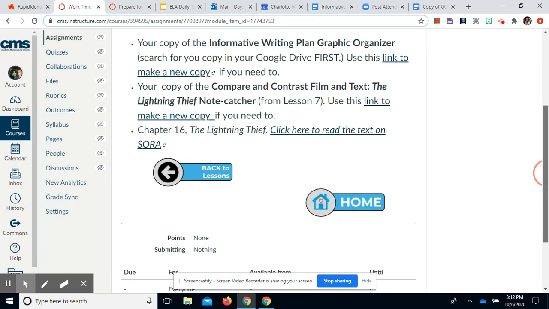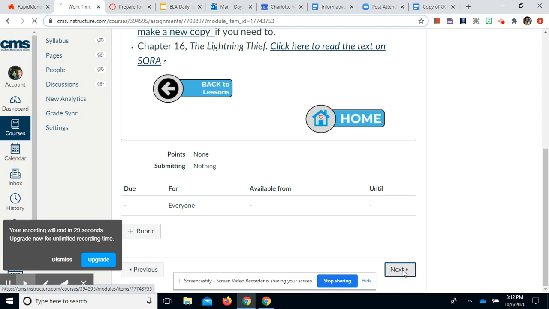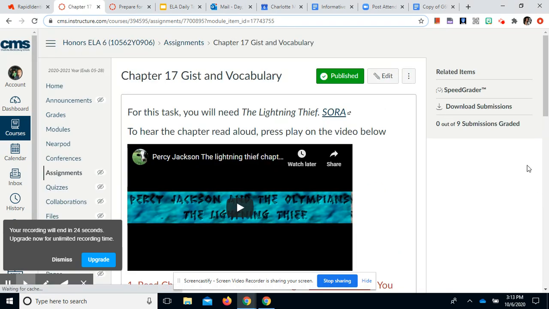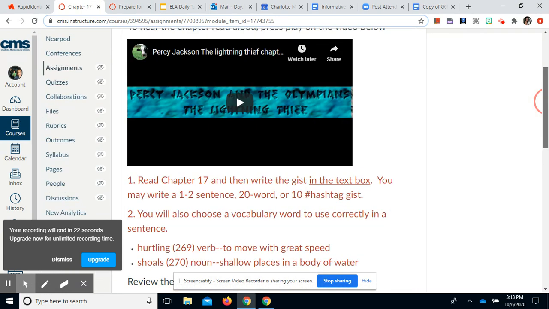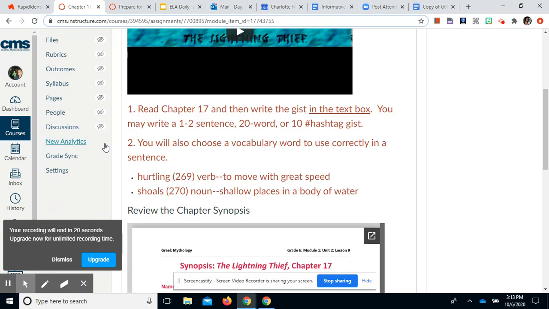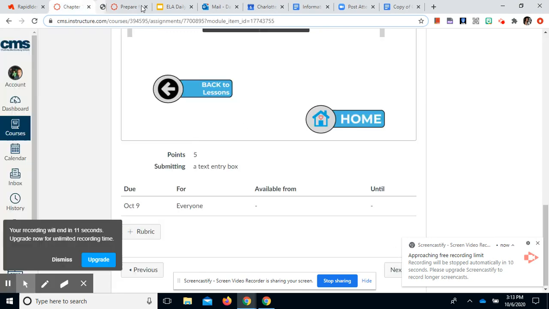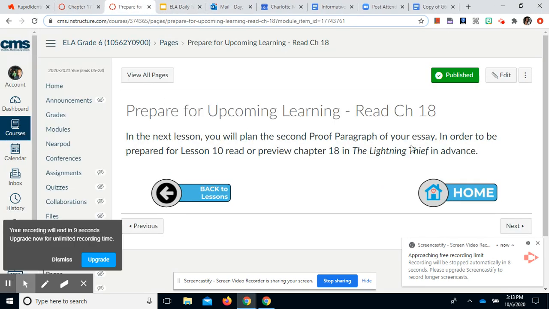So the rest of what you need to accomplish today for lesson 9, you are going to do a gist and vocab assignment from chapter 17. The vocab words are hurtling and shoals. And then the last bit is to read chapter 18 for our lesson on Thursday. Remember that tomorrow is a CMS early release day. No Zoom, just show up in Canvas.